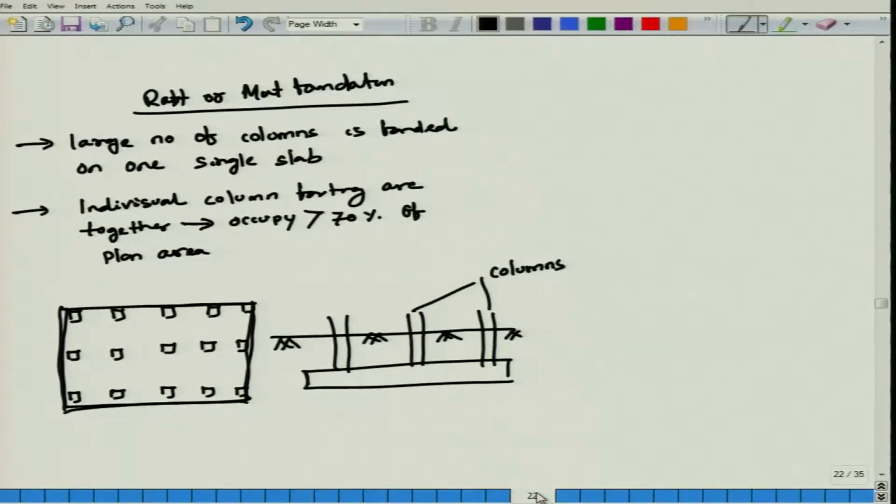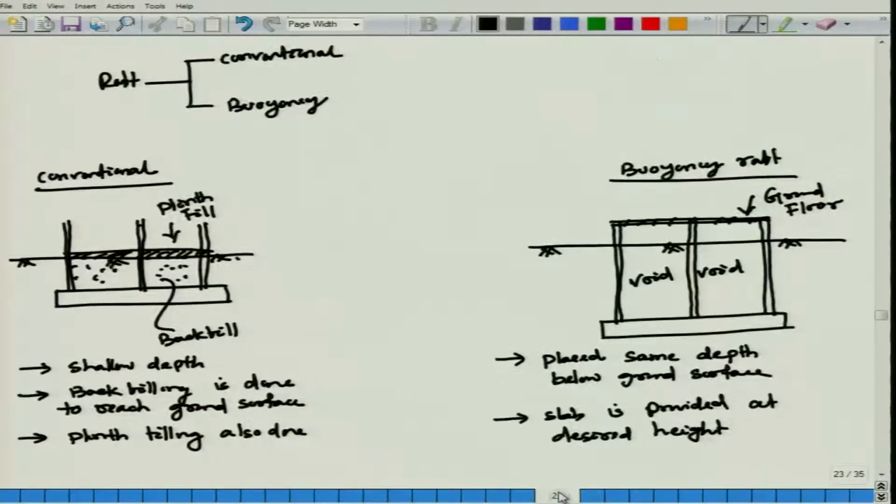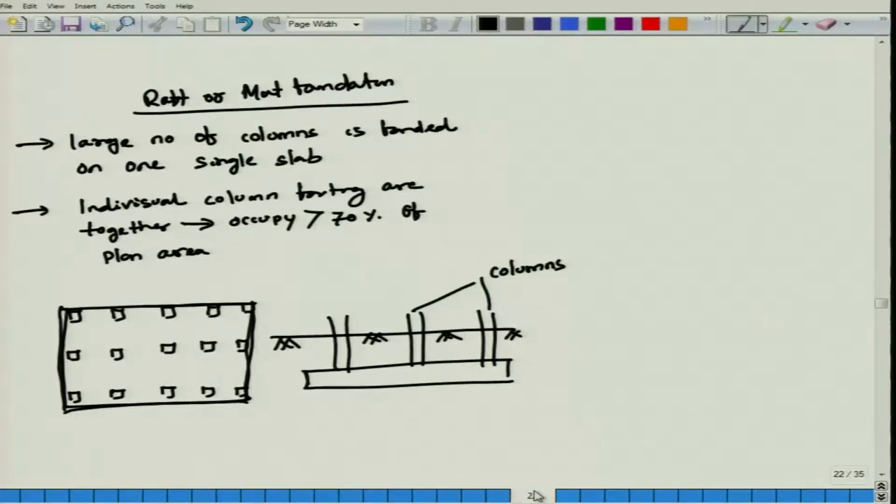Then raft or mat foundations. If you remember, as I discussed, combined footing, two isolated footings. In the case of raft and mat foundations, the area is predefined, this is the available area for your construction. Multiple column loads are coming, and you cannot provide isolated footings because there is an overlap. At the same time, if I provide isolated footing here, here, here and here, it occupies more than 70% of your plan area.